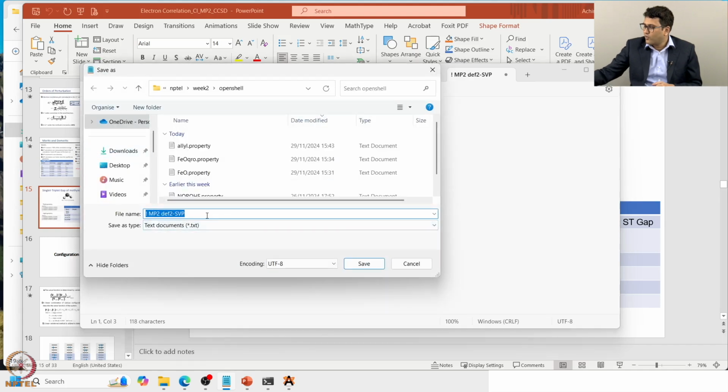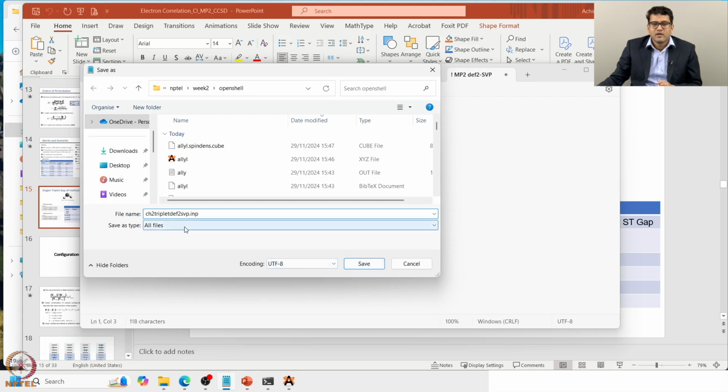I call it CH2 triplet def2-SVP. Long names may be difficult to type while running, but this helps you to understand which input file is what. So try to make sure that your input file name is as verbose as possible. I will save it, and remember to use the extension all files, not txt, and use the extension .inp.